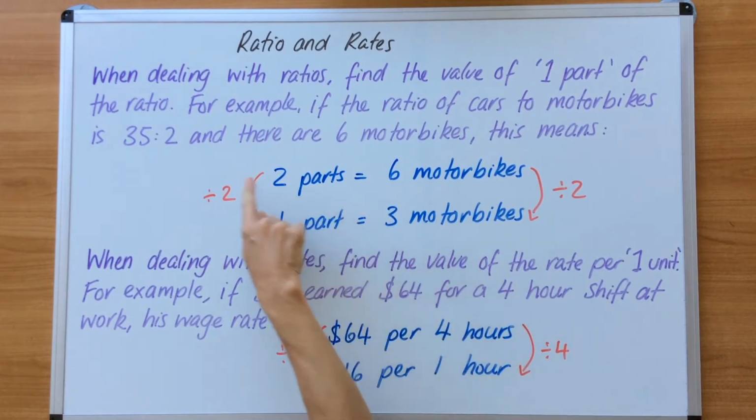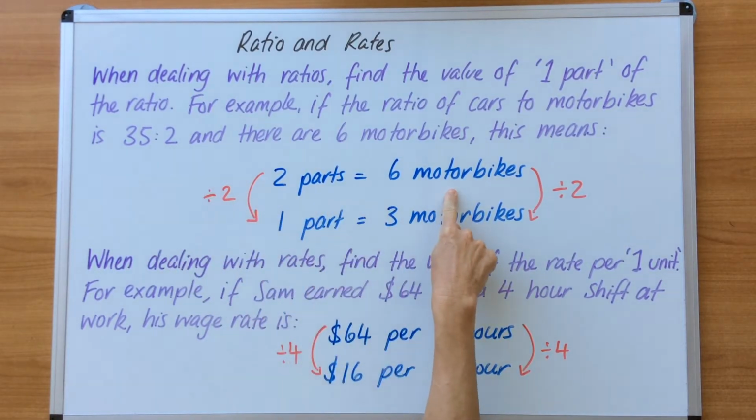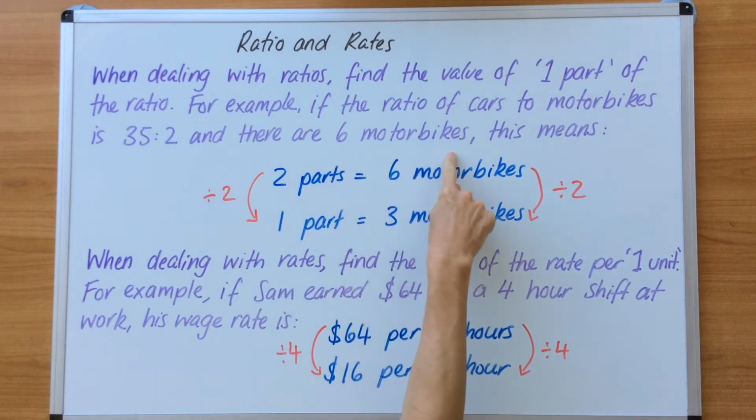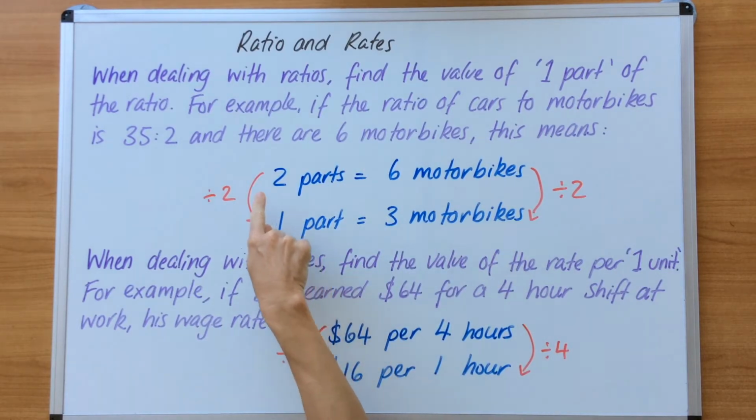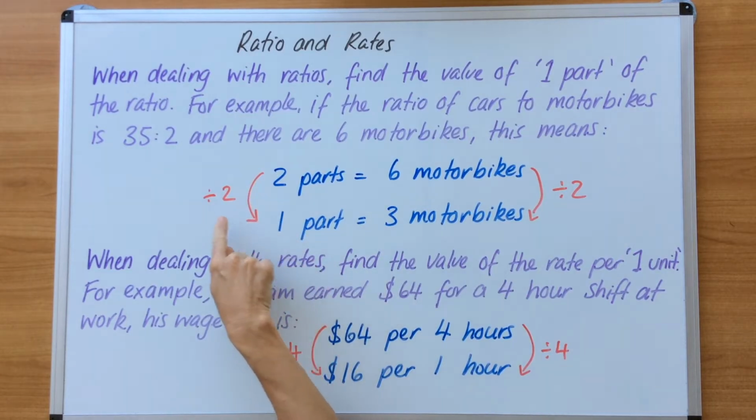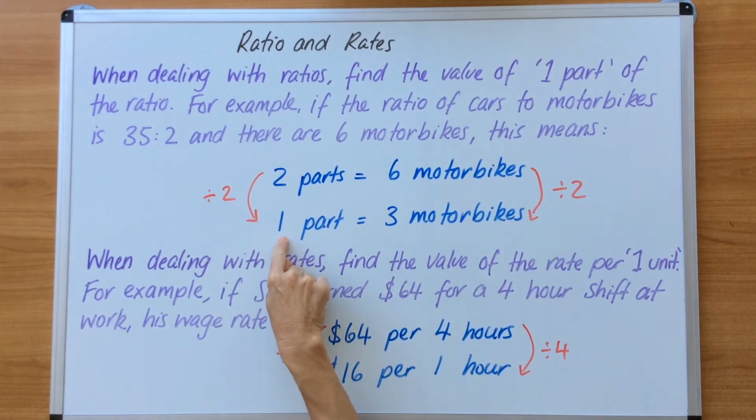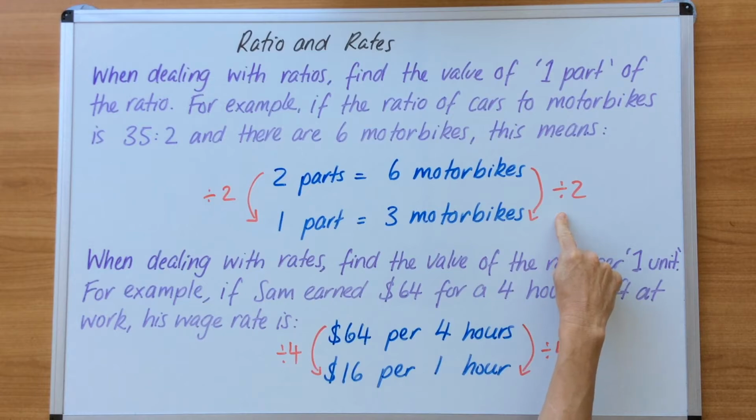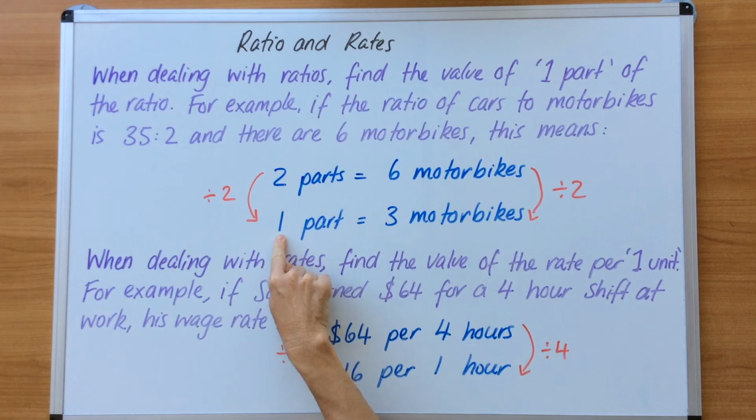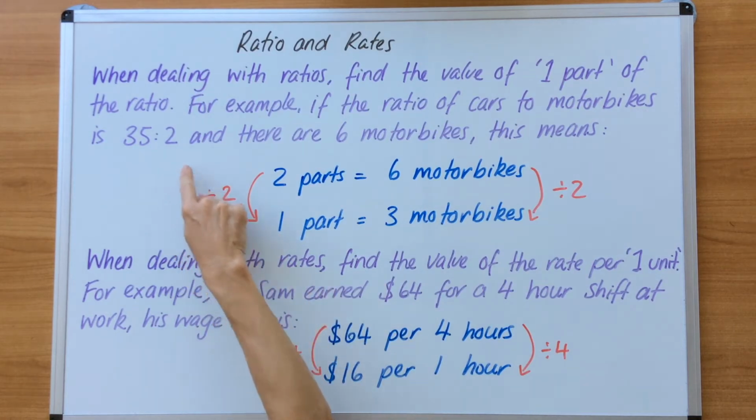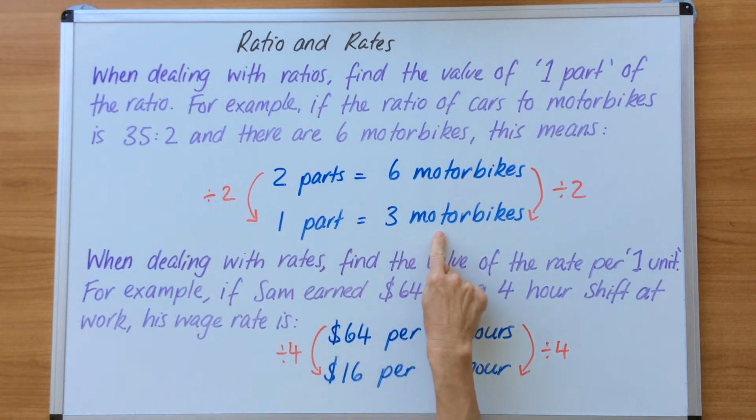we've got 2 parts equaling the 6 motorbikes as indicated here. We need to get back down to 1 part. So what we have to do to 2 parts to get to 1 is divide it by 2, and you must do this on the other side as well. 6 divided by 2 equals 3. So we know, even though there are 2 parts equals 6 motorbikes, 1 part, just by halving it because we're going from 2 to 1, gives us 3 motorbikes.